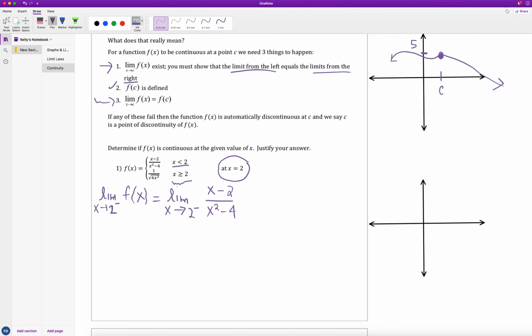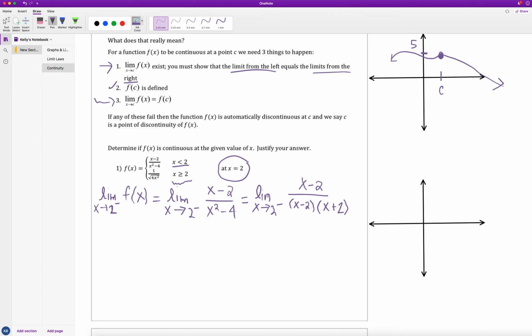So one thing I notice is I can factor the denominator. So x squared minus 4 can factor as x minus 2 times x plus 2. So I'm going to go ahead and rewrite this in factored form. Limit as x approaches 2 from the left. I still haven't taken my limit, so I have to make sure I'm writing that limit. In the numerator, I'm not changing anything. It's still x minus 2, but in the denominator, I can go ahead and factor this as x minus 2 times x plus 2.